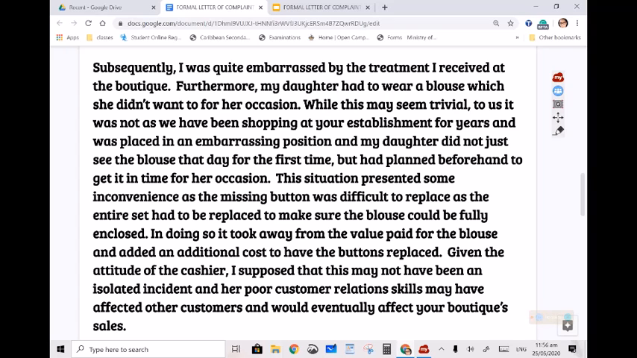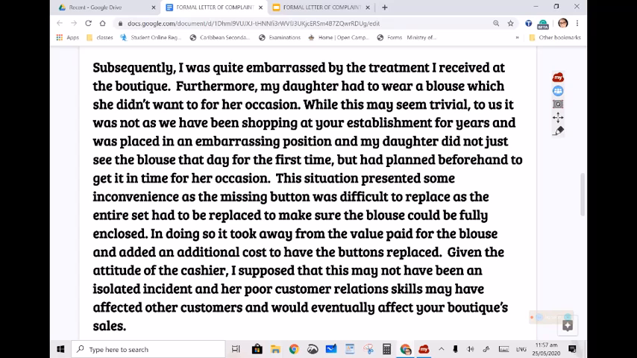Subsequently, I was quite embarrassed by the treatment I received at the boutique. Furthermore, my daughter had to wear a blouse which she didn't want to for her occasion. While this may seem trivial, to us it was not, as we have been shopping at your establishment for years and was placed in an embarrassing position, and my daughter did not just see the blouse that day for the first time, but had planned beforehand to get it in time for her occasion.